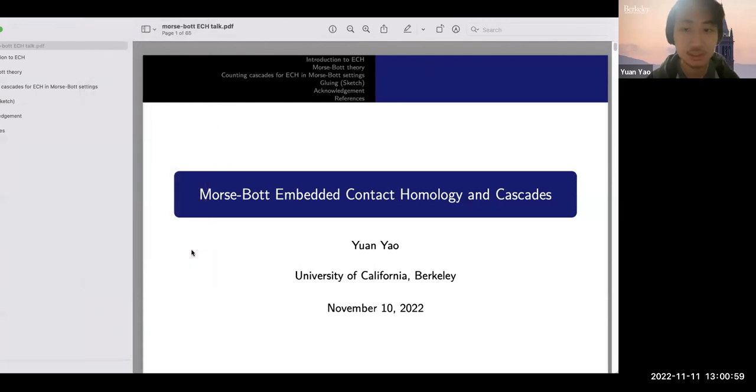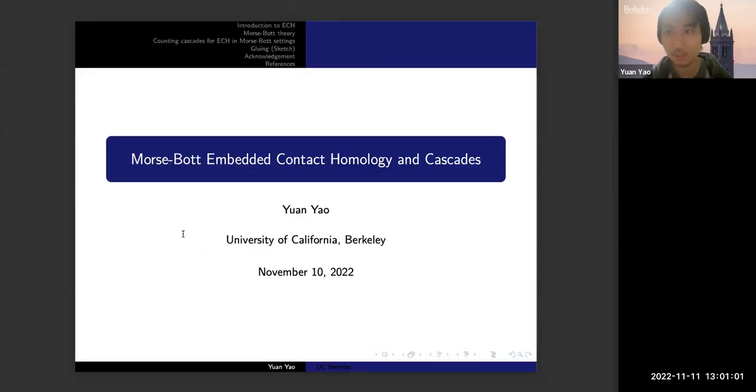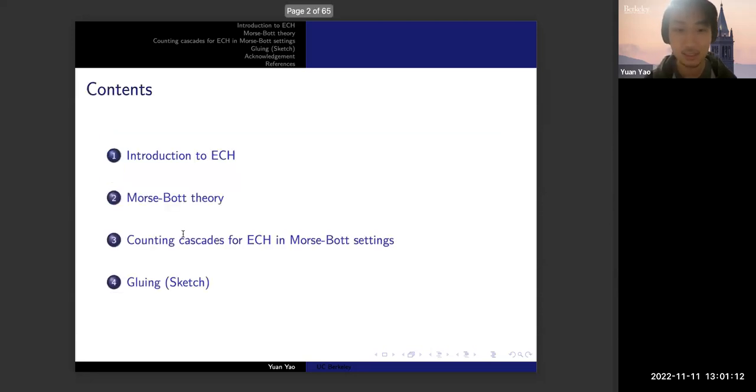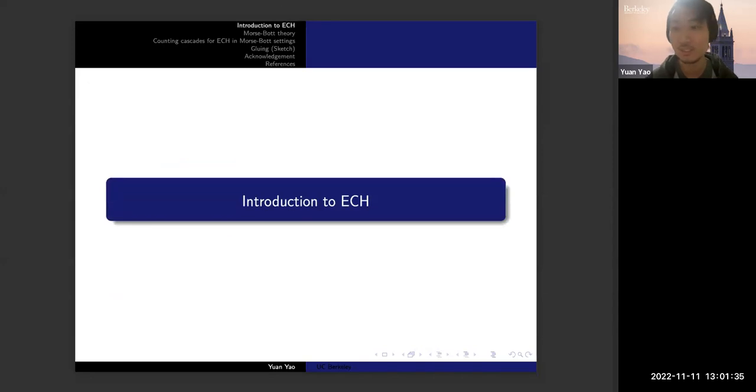Okay, so today I'm going to talk to you about Morse-Bott embedded contact homology and how to compute it using the framework of cascades. The general structure of the talk: I'll start by giving you an overview of embedded contact homology, then review how one version of Morse-Bott theory works in the holomorphic curve setting. Then I'll say how to actually do it for ECH. And in the end, I'll say something about gluing, which is the analytic engine that makes this all work.